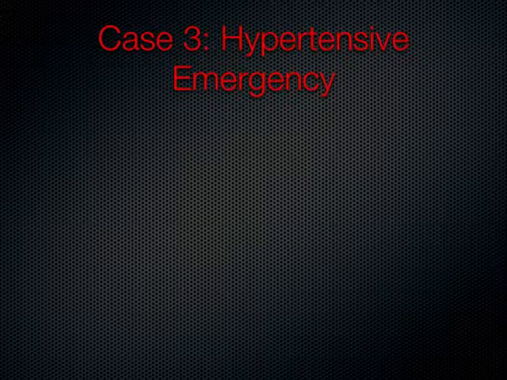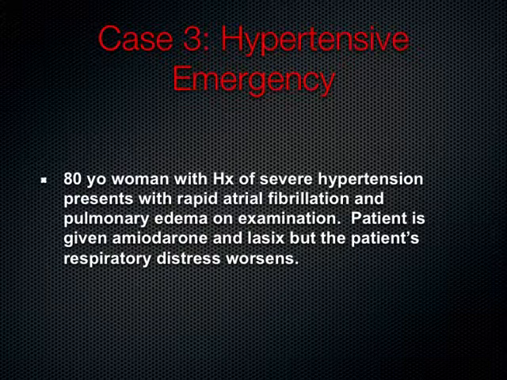How about this one? This patient has a hypertensive emergency. Okay, so let's take a look at this patient. This is an 80-year-old female. She's got a history of severe hypertension. She came in with rapid atrial fibrillation with pulmonary edema on examination. Now the patient was given amiodarone and Lasix in the emergency department, but the patient's respiratory distress just kept on worsening.